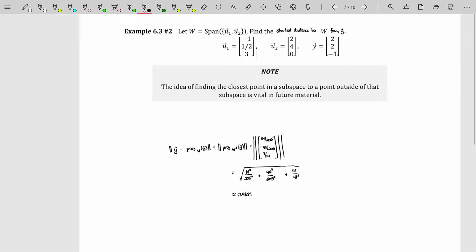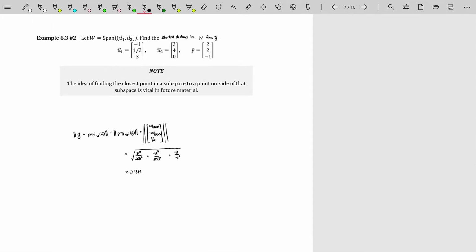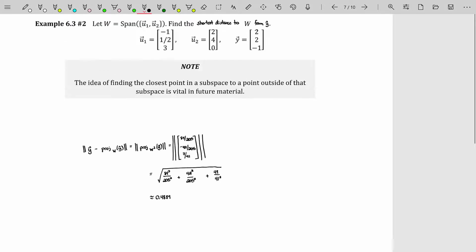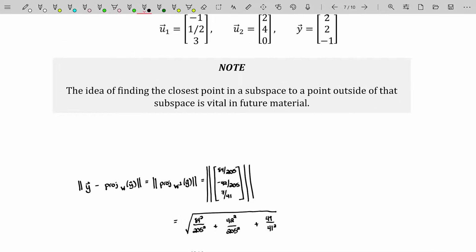There you go. Now, believe it or not, that's all I had for this video. There's not a lot in here, but still very important topics. A little bit of a note at the end here: the idea of finding the closest point in a subspace to a point outside of that subspace is vital in future material. So this will come into play as we move forward.